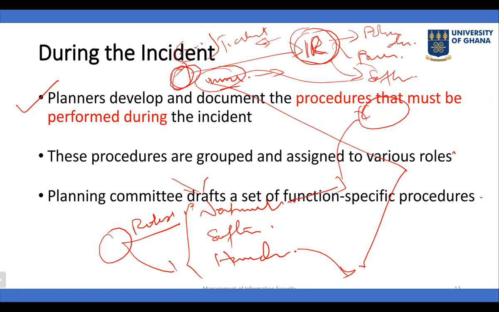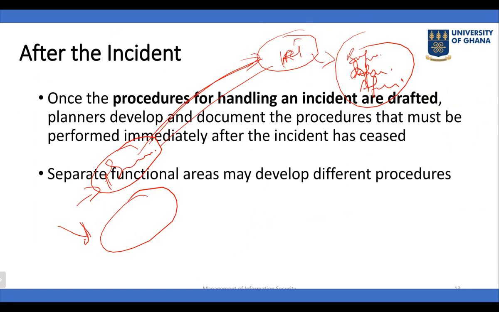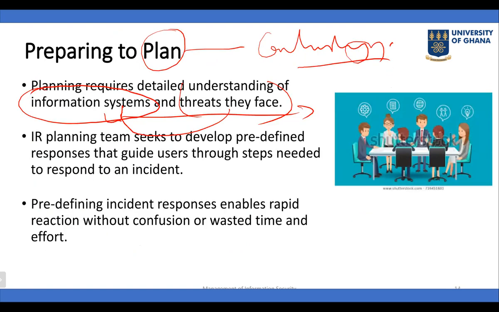Then during the incident, what should be done? And then after the incident, that is where you do more or less a review. Once the procedures for handling an incident are drafted, planners develop a document procedure that must be performed immediately after the incident. The focus also has to do with assessing whether the procedure, the plan document, everything was successfully executed in handling the incident. So in planning, you need to have a clear understanding of the information systems and the possible threats that they are likely to face. We all know that information systems encompass the information technology infrastructure plus the people and the procedures.